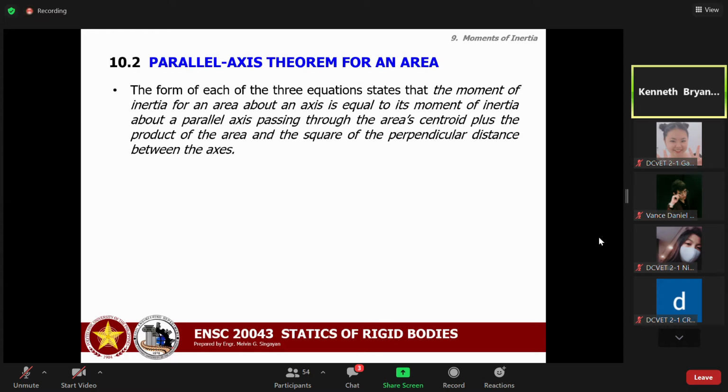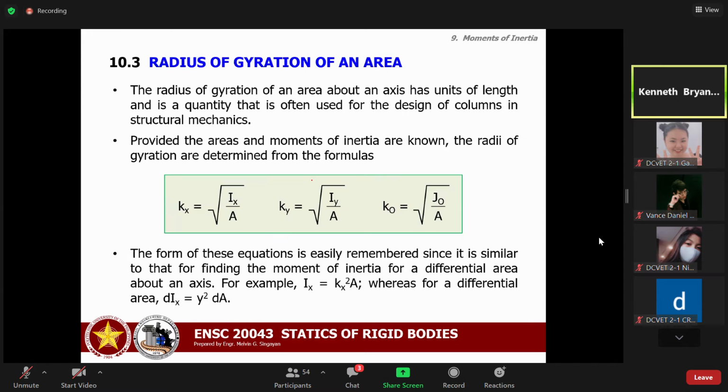Okay, so kumbaga, if you don't memorize the formula, you just need to understand the principle of the parallel axis theorem, which is this. Okay, so yun. So next, 10.1, radius of gyration of an area.